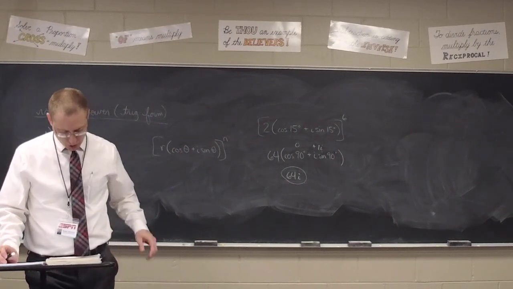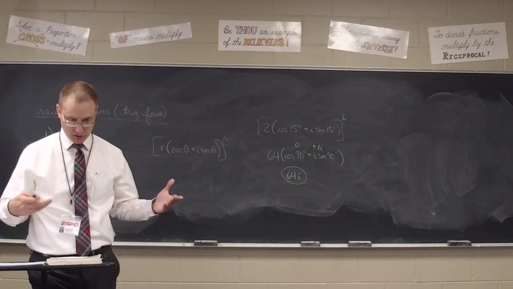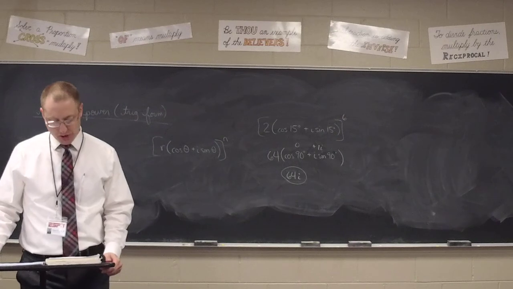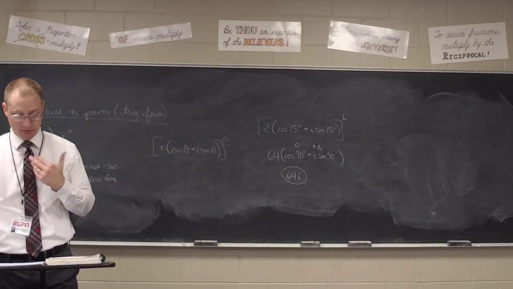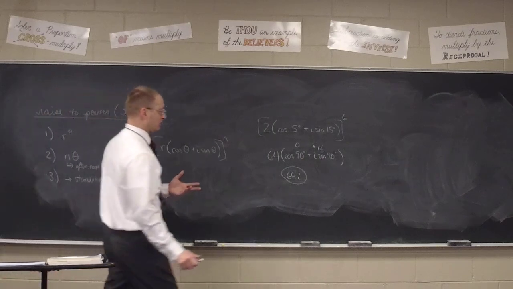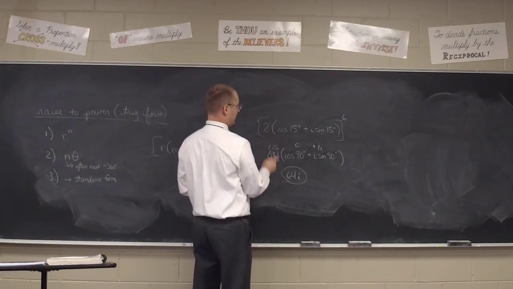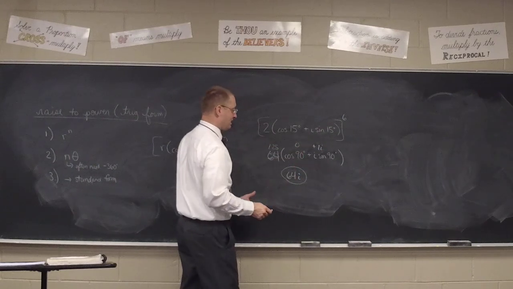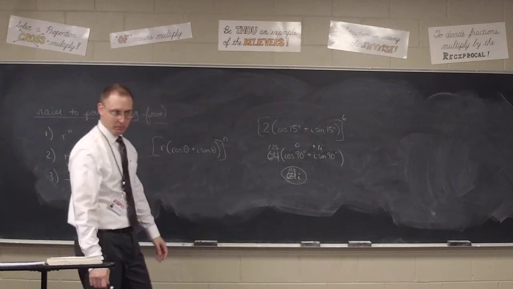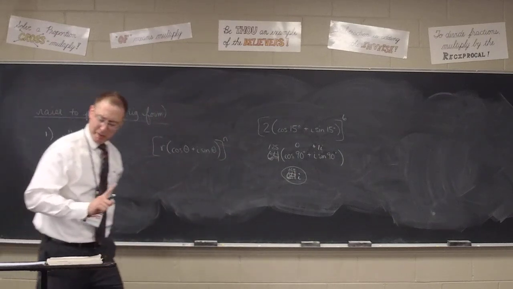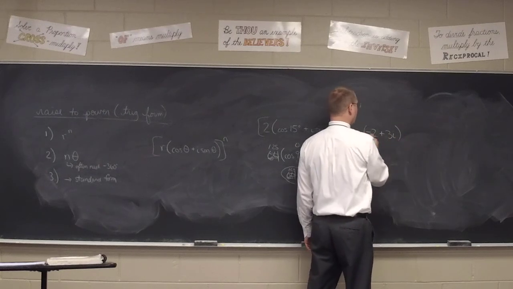All right, at your seats, I want you to do number 13. All right, so number 13, we're going to start by cubing the 5. That gives us 125. Then we're going to multiply the angle by the 3 to get 90. So, looks very similar. We end up with 125 times cosine 90 plus i sine 90, which basically gives us 125i. Make sense?